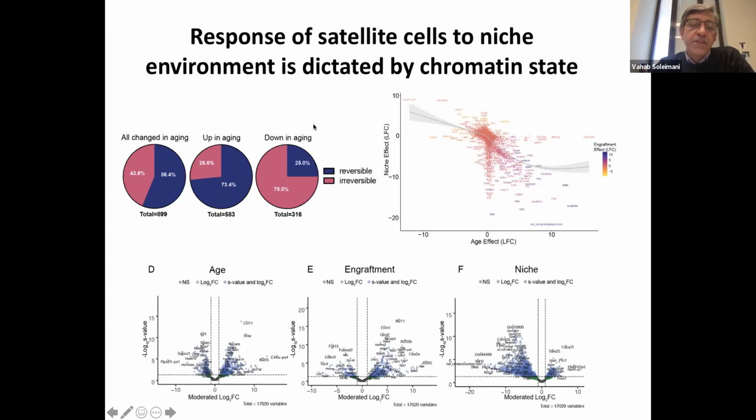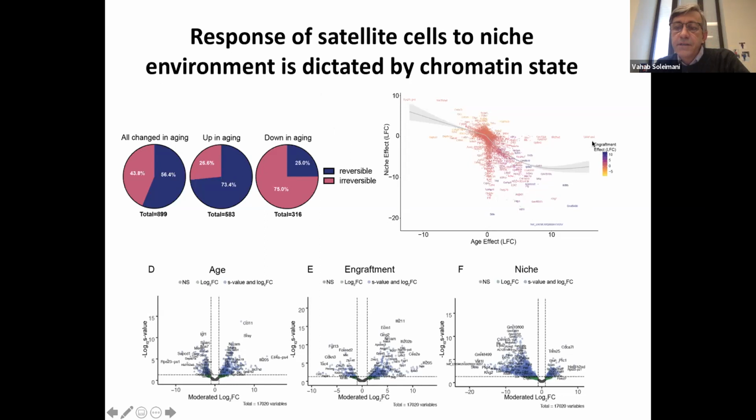However, if you look at genes that are down in aging, this is very different. Most of the genes that are going down in aging cannot be restored to their normal level by exposure to the niche. And remember, this is not because of RNA stability and post-transcriptional mechanisms. So it simply means that the response of a gene to the niche environment must be dictated by the state of the chromatin. And you can see this very clearly, the same thing, in the scatter plot, where you can see this very skewed distribution of those genes.